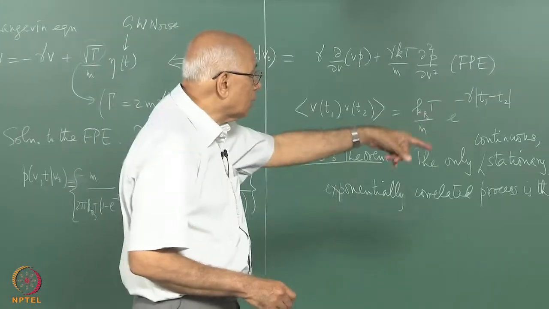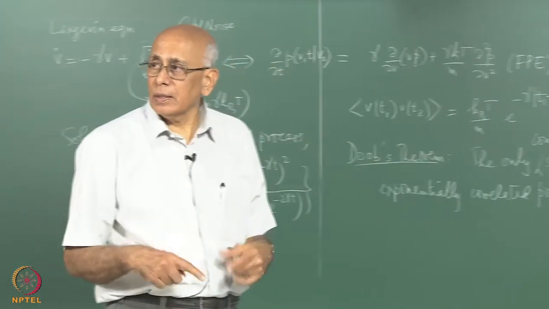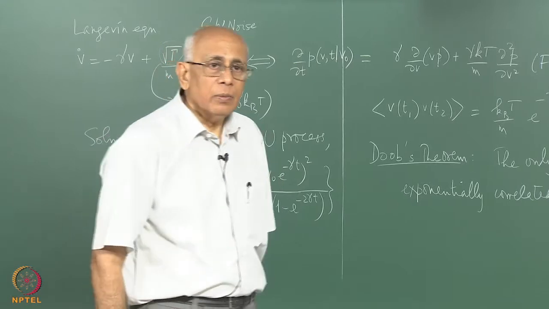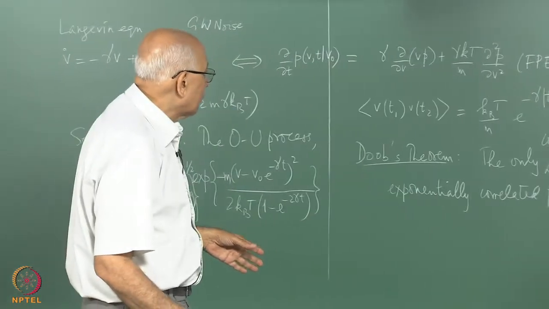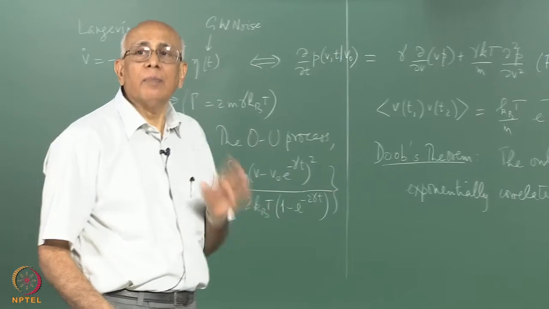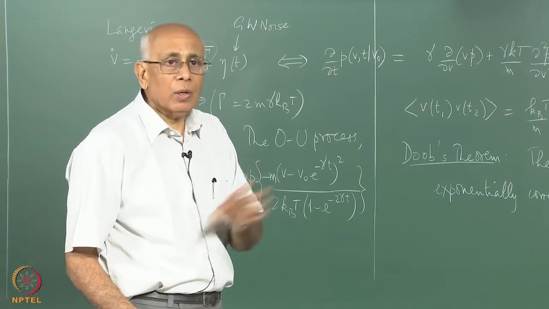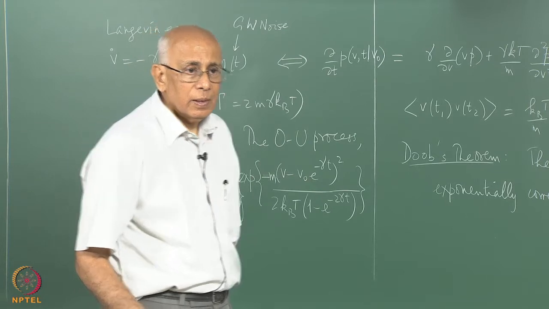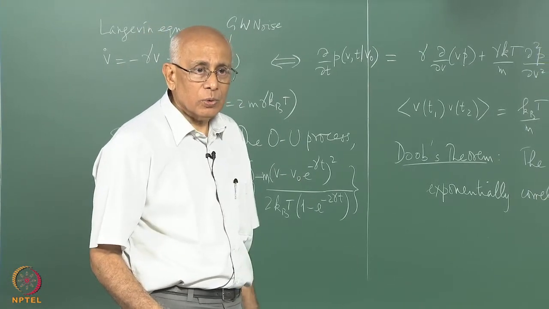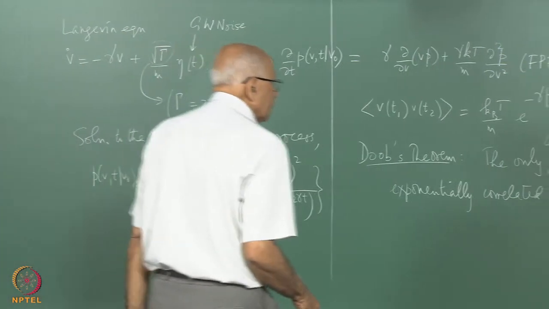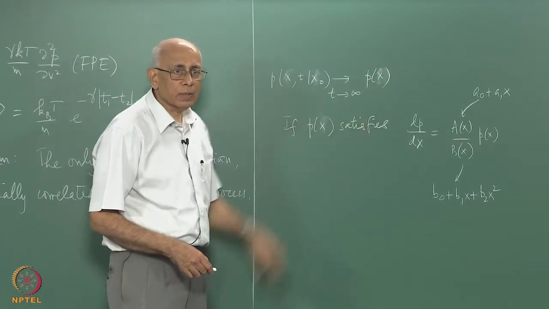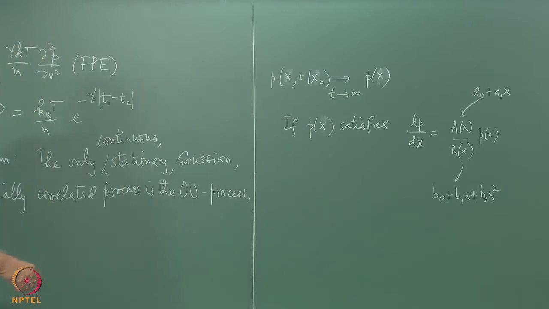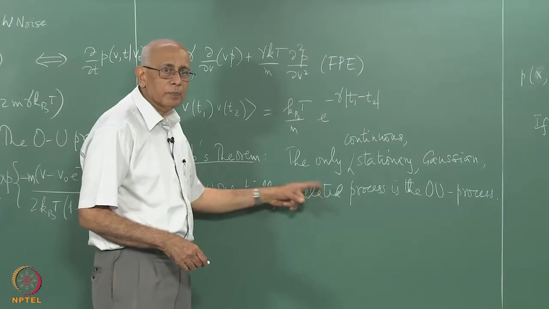But if you have any of these other possibilities, you have other kinds of random processes which are continuous, stationary, exponentially correlated and Markov, but not Gaussian. And Doob's theorem doesn't apply in those cases. So there are such processes and they are useful in certain contexts, but we are focusing here on this theorem.